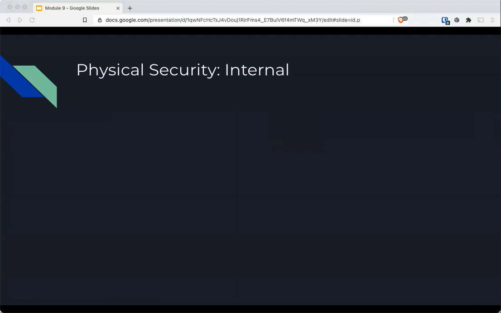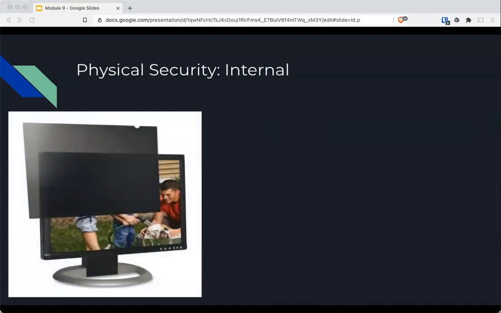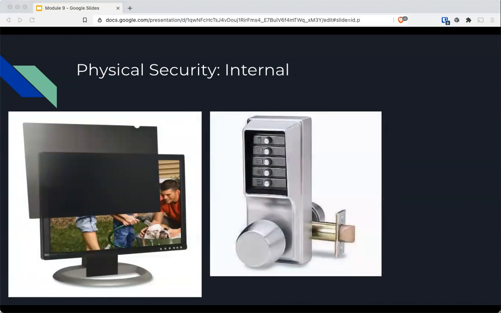Applying the layered approach to security, our external perimeter defenses are similar to routers, firewalls, and load balancers. Should an intruder make it past those, we need to have other measures to internally protect ourselves, like screen privacy filters that allow only viewing from a direct angle. Various door locks can be utilized throughout a building. This one is a cipher lock.